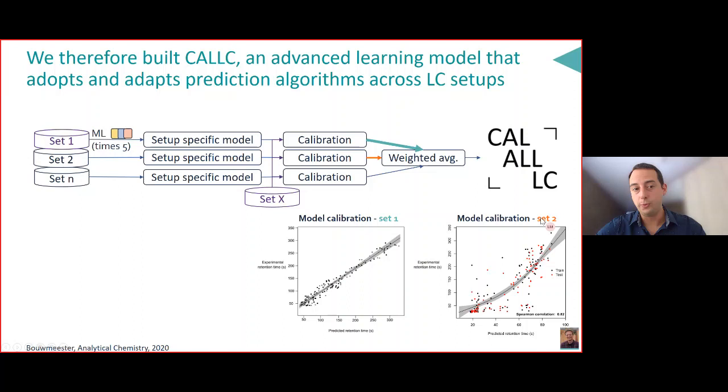So set 2 and setup-specific model 2 are a poorer fit to our unknown data set than set 1. And then we make a weighted average of all these models, where set 1 has a much larger contribution to the final model than set 2, because set 1 is a much better fit. And that gives us the power to predict retention times across setups.